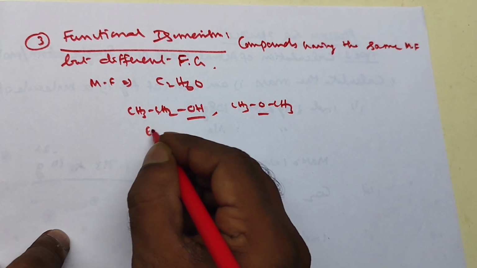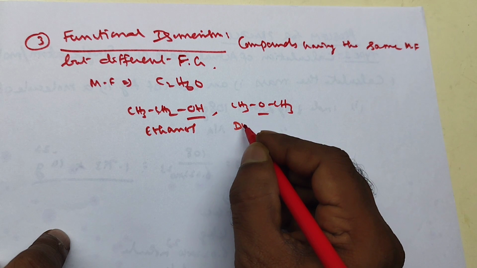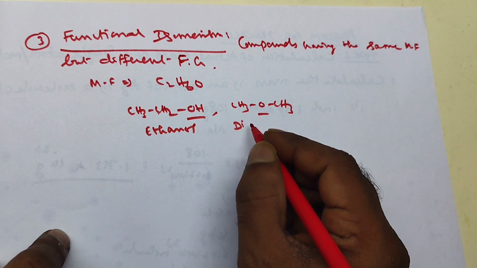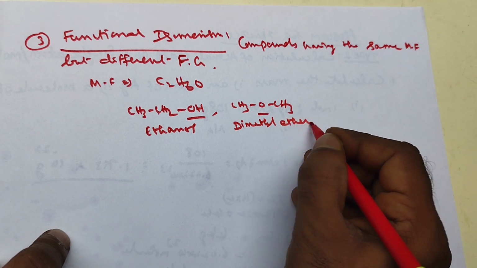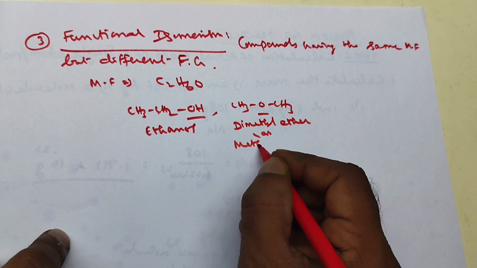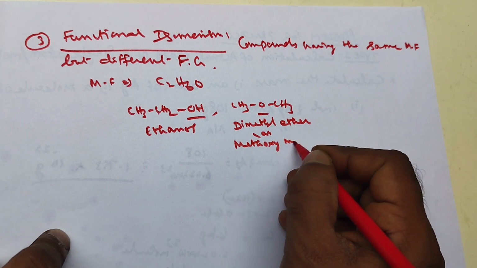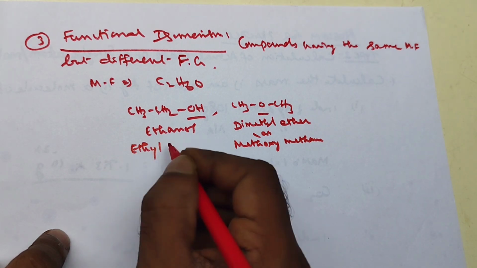So one is ethanol, another one is dimethyl ether, or you can say methoxymethane. Dimethyl ether is a common name, or you can say the IUPAC name is methoxymethane. The common name of ethanol is ethyl alcohol.